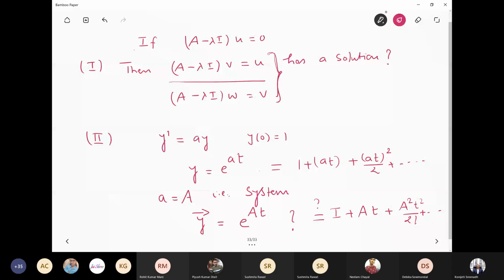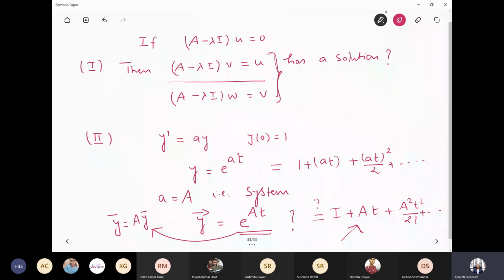And if I call, that means, let me repeat, if I take a matrix A, if it converges in some sense, whatever the sense that we wanted, say uniformly, then can we call that something like this, exponential of A into t? And even if we call it, will it have any relation to y prime equals A y?